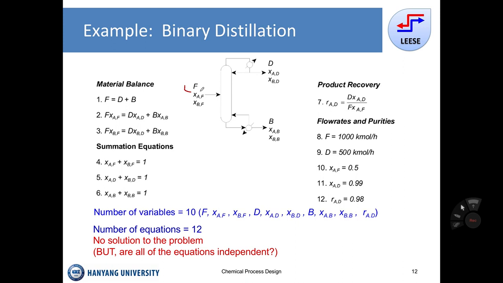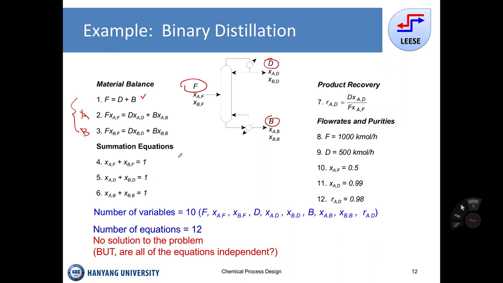The input is given as F, the top product is given as D, and the bottom product is given as B. The mass balance is given as F equal to D plus B. Then we have the A component and B component for the feed, as well as for the top product and the bottom product. So we can set up the material balance for A and also B, okay? So we have 3 material balances.